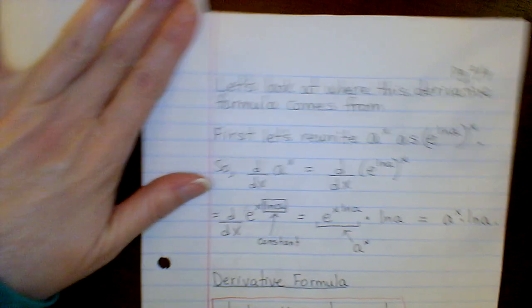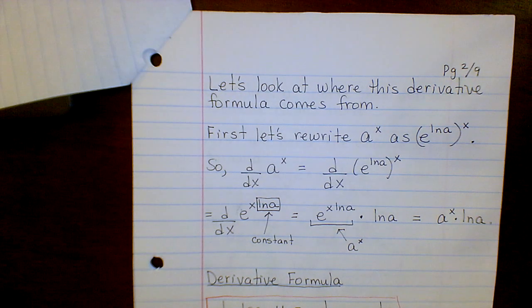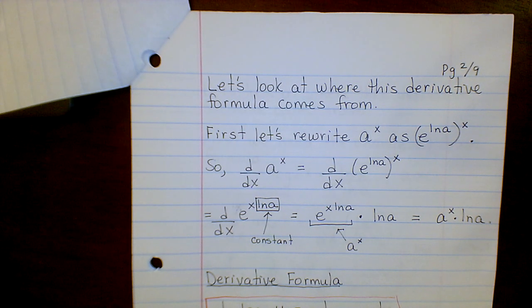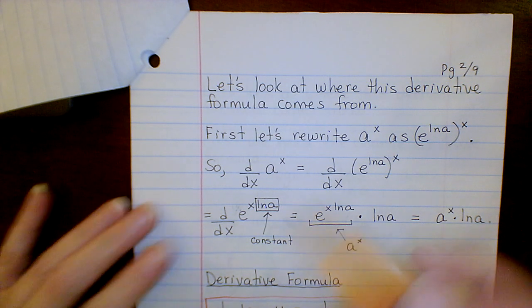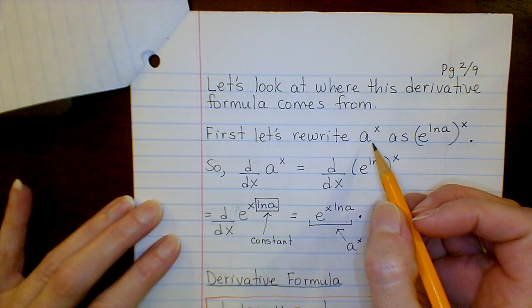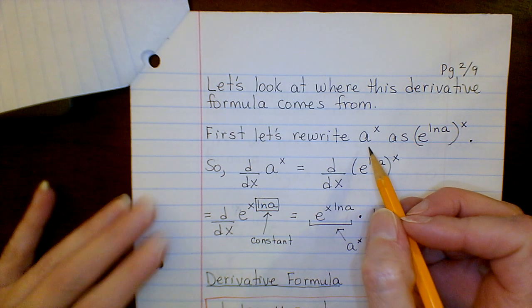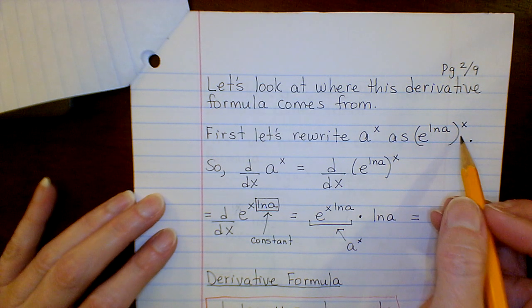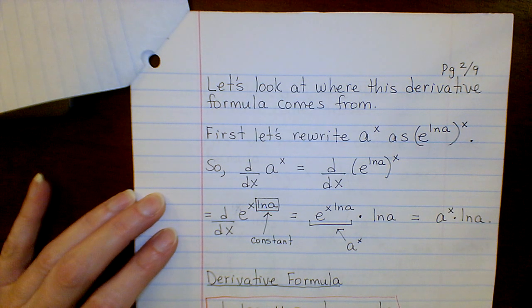So let's look at where this derivative comes from. You could say this is a derivation of the formula, or you can say that it is a proof of the formula, whichever way you want to look at it. We first have to do something kind of crazy. We're going to rewrite a to the x as e to the ln a to the x power. Those are the same thing.